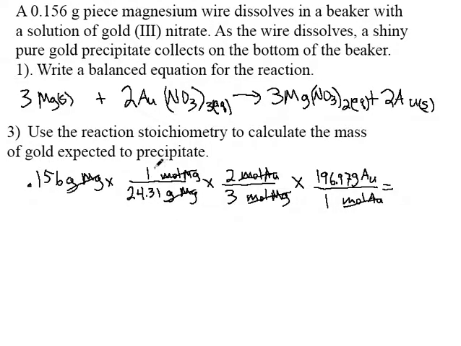0.156 grams, so 0.156 times 2 times 196.97. That result gets divided by 24.31, and it also gets divided by 3. The result should turn out to be 0.843 grams of gold.